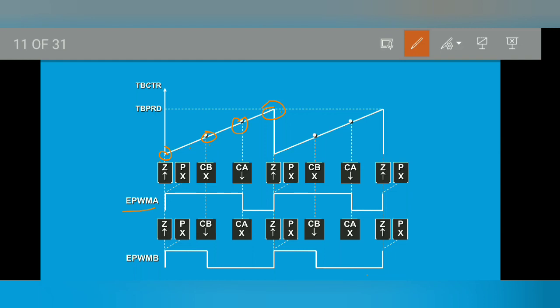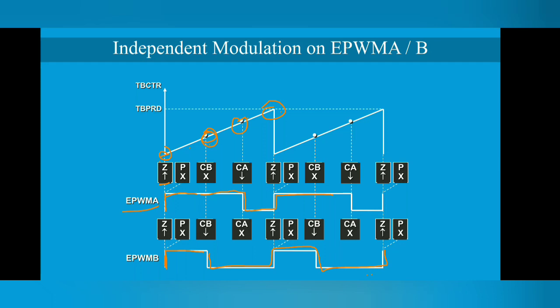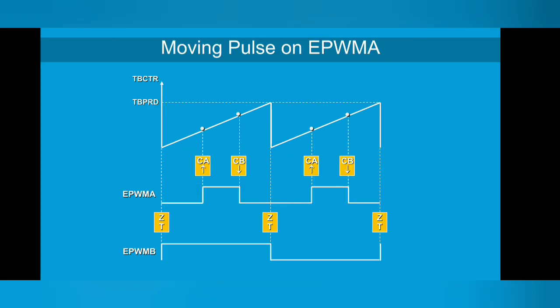So for EPWMA, when the time base counter is 0, we are making EPWMA high, and when it reaches the compare A value we are making it low. And again high and again low. Similarly for EPWMB, when the counter is equal to 0 we make it high, and when the counter reaches compare B we make it low. So it will follow the same pulse pattern. Okay, so this is for one PWM period. So this is the moving pulse.